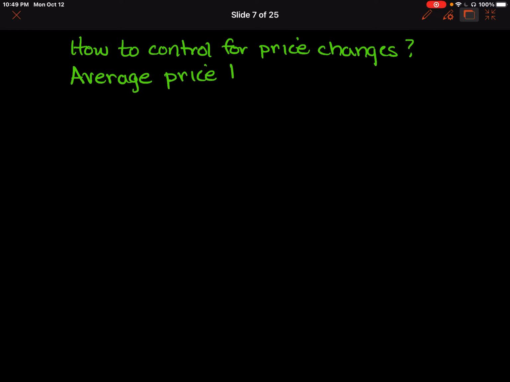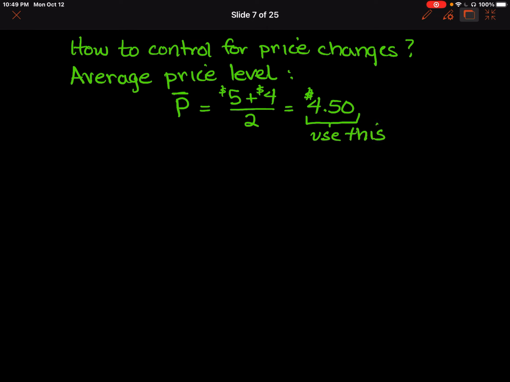And in this simple example, it is literally the average of the two prices. So we'll maybe call this P bar. The average price level across these 2 years is going to be $5 per shoe shine plus $4 per shoe shine, and we're going to divide it by 2. So this is going to give me, of course, $4.50. So this is the price that we use.